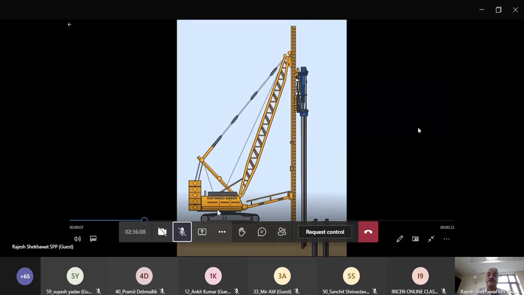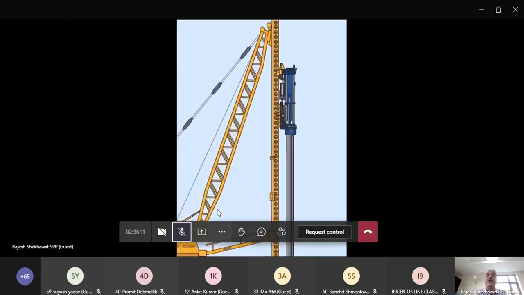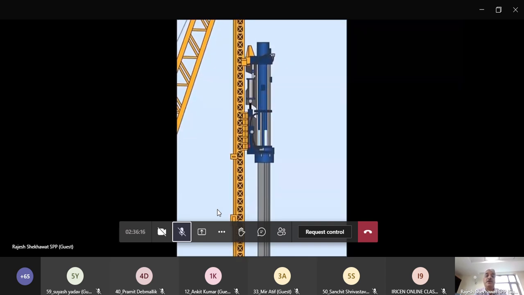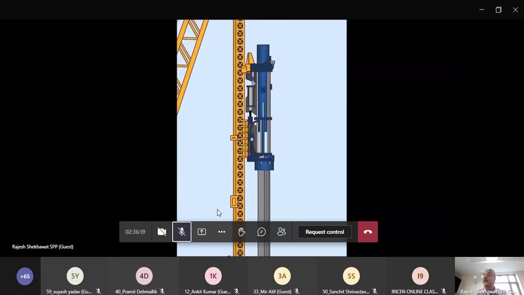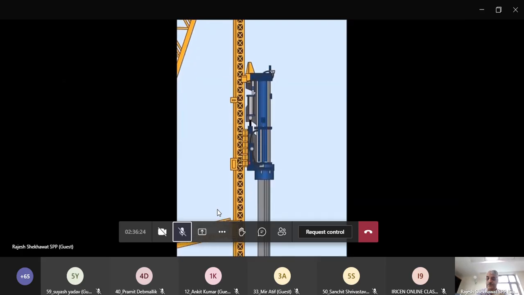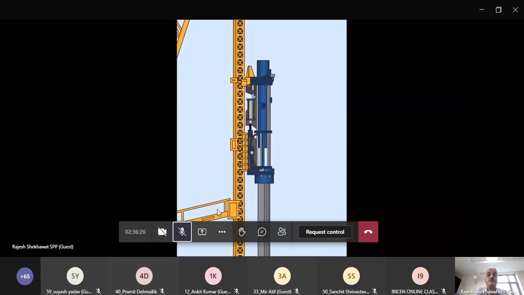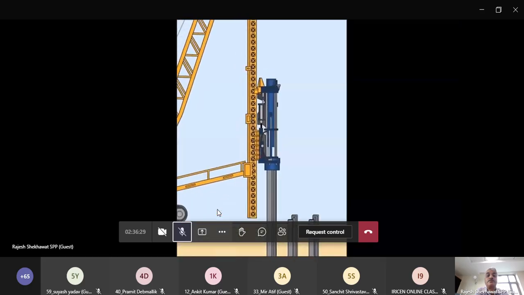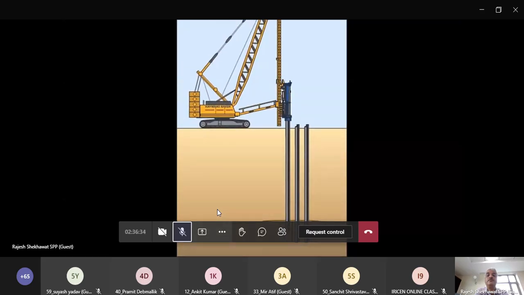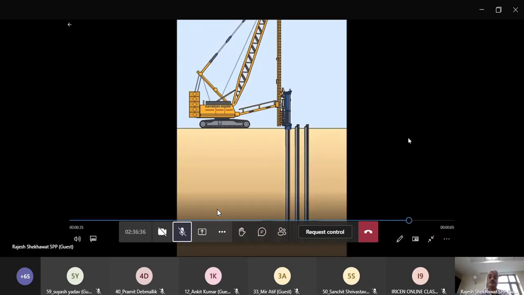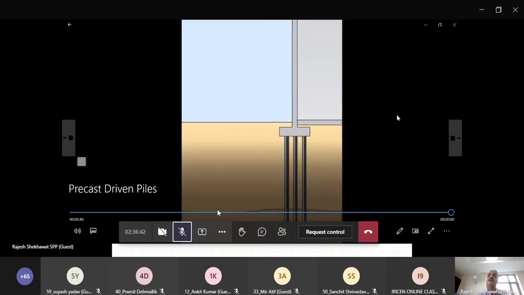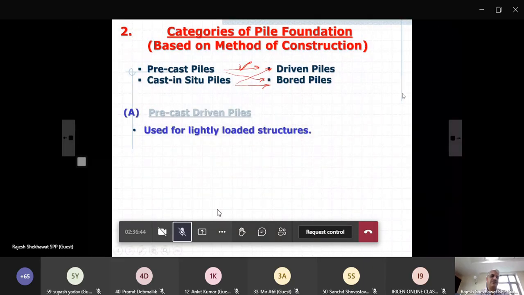So this is your pile which is cast somewhere else. You bring it, you put a bulkhead on the top, and then through some impact load, you apply it continuously and you push the pile to the required level. Like this, and then you put the pile cap over that and your load transmission and all. Very common.